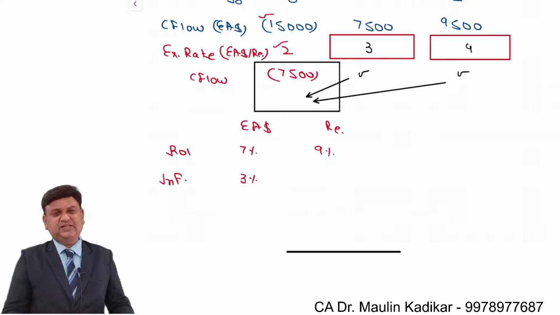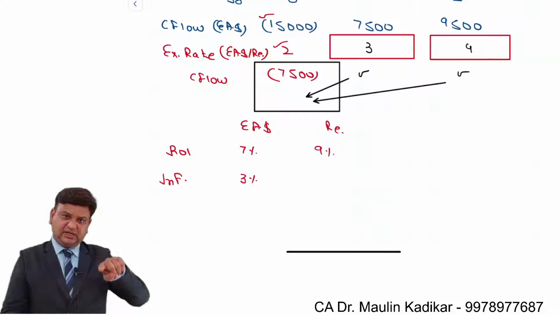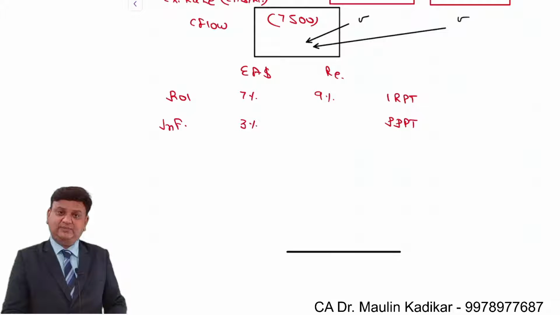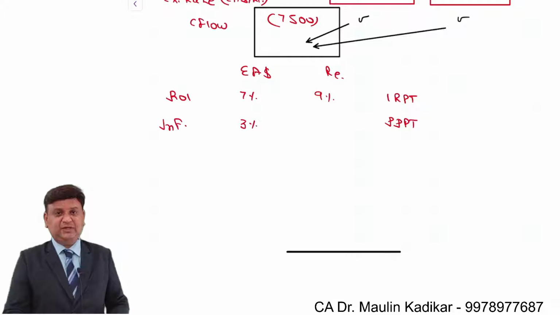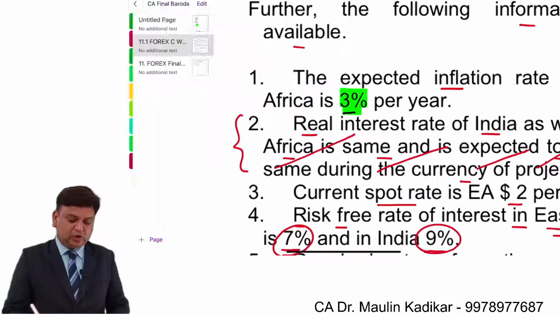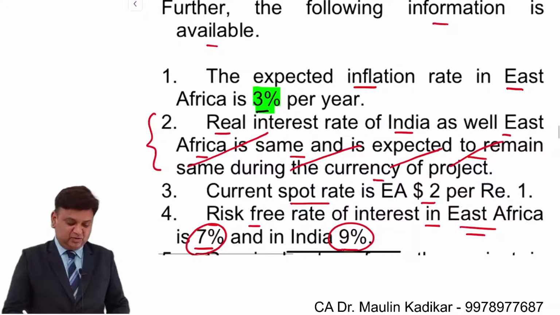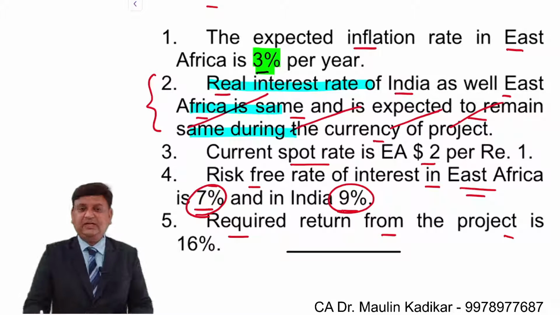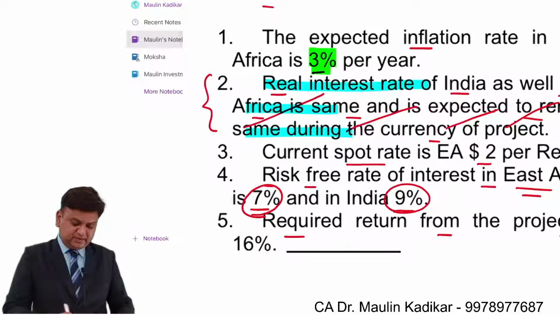Dear students, we can just ignore that information. Why? Because if we compute the forward exchange rate using either IRPT or triple PT, in either case it is going to be the same. Why? Because we make an assumption that the real rate of interest is the same all over the world. And in this question, we are fortunate that the clarification is made. Even if that clarification is not made, we can make that assumption.